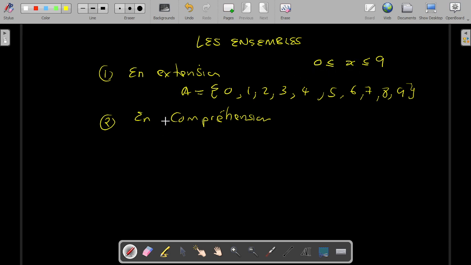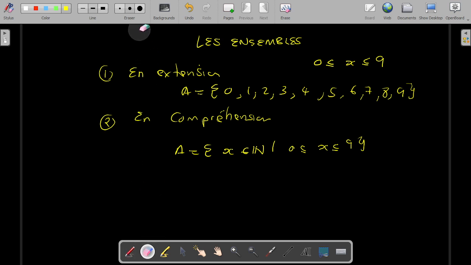So en compréhension, this set A is going to be equal to the set of all elements X in the set of natural numbers. Now this is going to be very important. All these numbers that we have are natural numbers, such that X is between 0 and 9. This is a very concise way of writing the elements of a set, as you do not have to write explicitly the elements that are in the set A. So this is going to be your shorter version. This is what is known as en compréhension. That's also another way of writing the set.